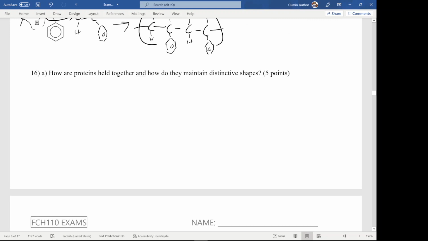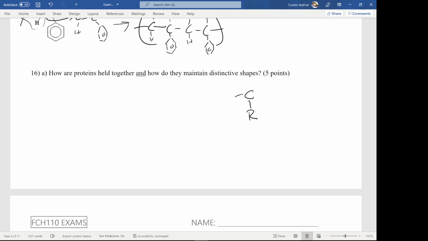And now we ask, how are proteins held together? And how do they maintain their distinctive shapes? Well, to know this, you need to remember that proteins are made out of amino acids. And the name amino acid lets you know what they kind of look like. But it may be good just to memorize it too. You start off with a base carbon, and then there's something off here.